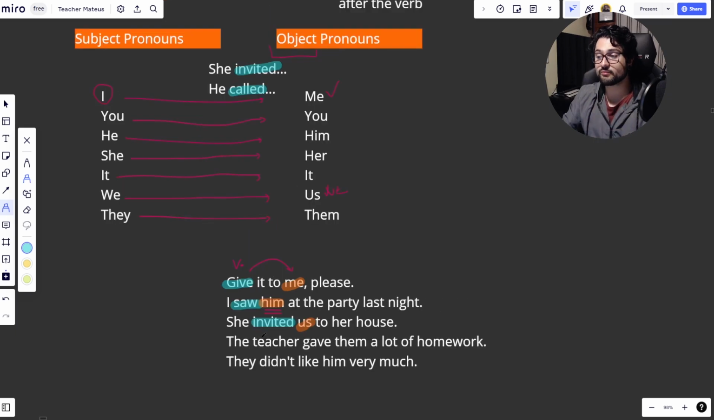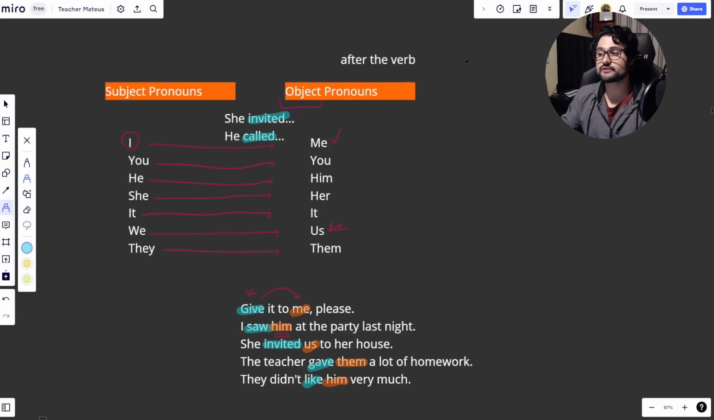Let's see the other example. The teacher gave them, the object pronoun, them, a lot of homework, and they didn't like him very much. In this case, our verb is like. All right, guys? So this is the relationship of subject pronouns and object pronouns.